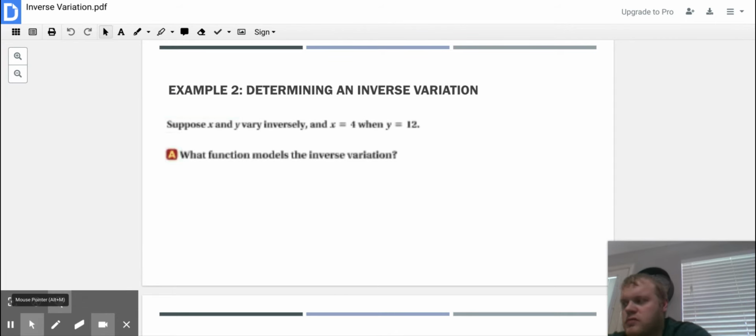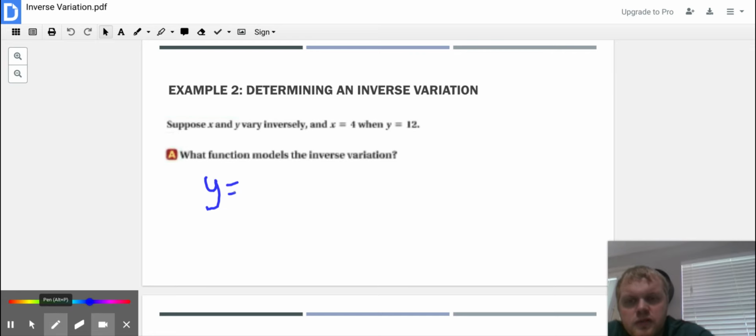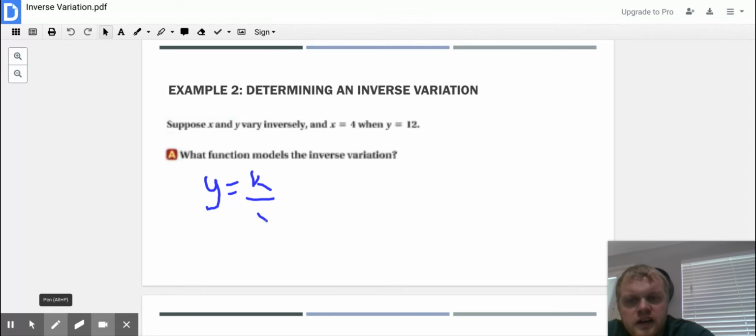Okay. Example 2. Determining an inverse variation. Suppose x and y vary inversely, which is what we've seen, and x equals 4 and y equals 12. What function models this? Kind of like we saw before, we want to set y equals. That equation is going to be y equals k over x. Remember from that first equation we saw when it was 30 and we said that xy equals 30. It's that same part here.